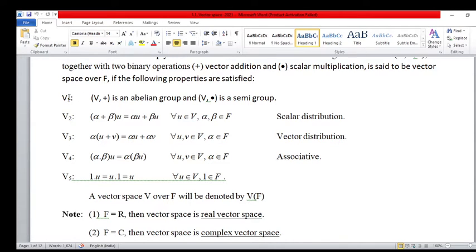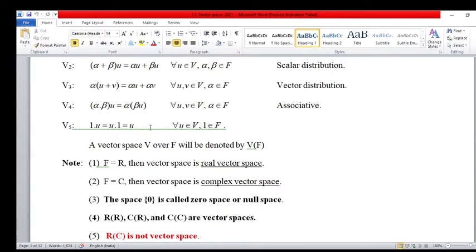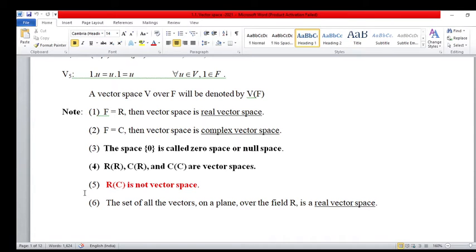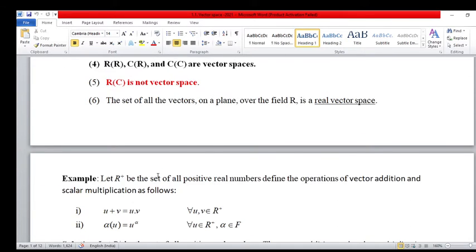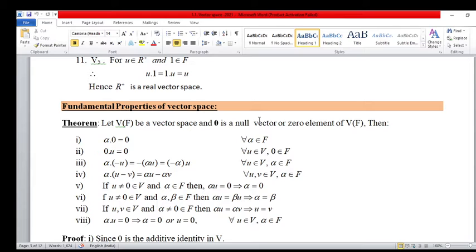In the v1 property we have 7 properties, 5 for abelian group and 2 for semi group. These 7 plus 8, 9, 10, 11 properties, satisfied by any algebraic structure, we call a vector space, and these are their notation. The fifth is most important, and this is their counter example. Now we will start the fundamental properties of vector space. These eight properties are most important for the purpose of objective questions and proofs.